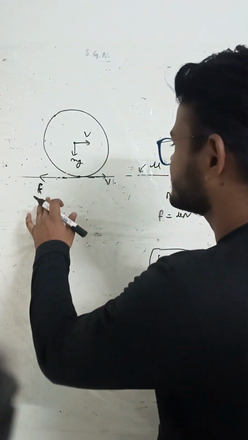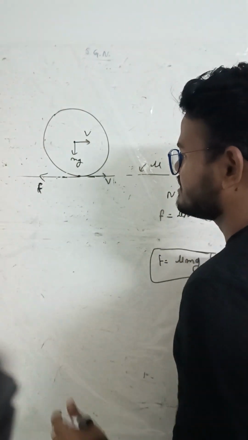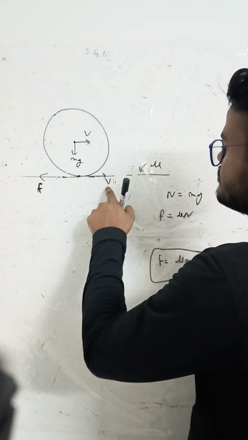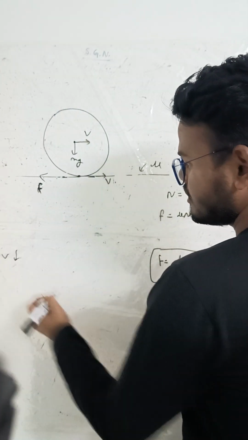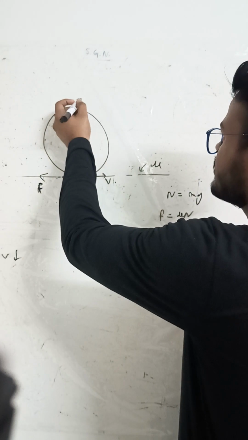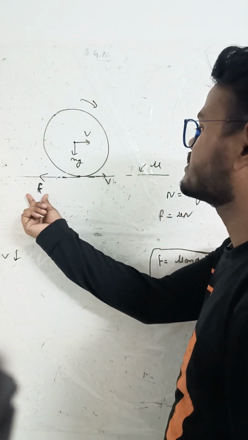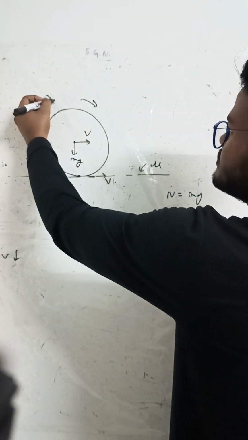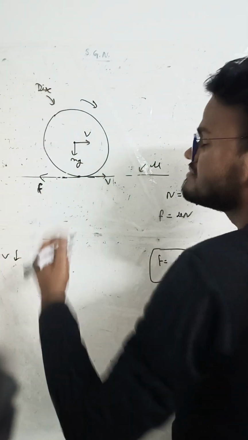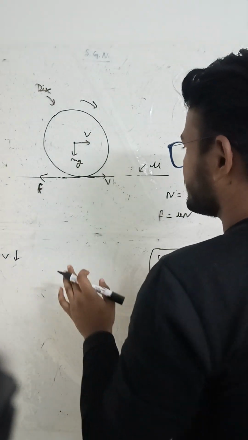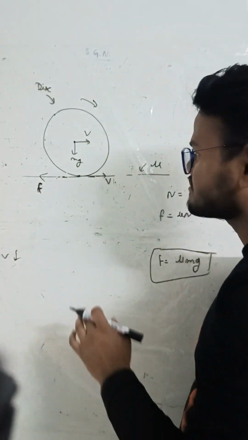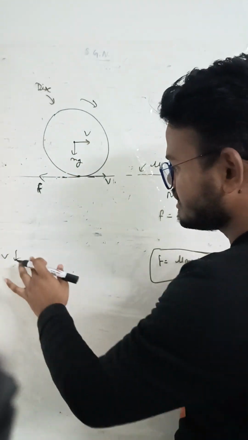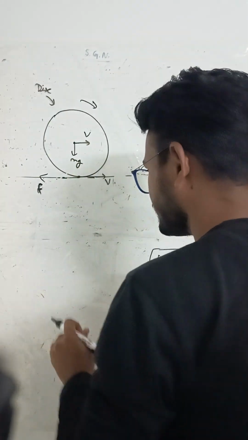So what will the friction do? The friction reduces its linear velocity and also increases its angular velocity, because this friction force will provide a torque to this body. Let's suppose this is a disk. Now we have to find after what time this body starts pure rolling motion.